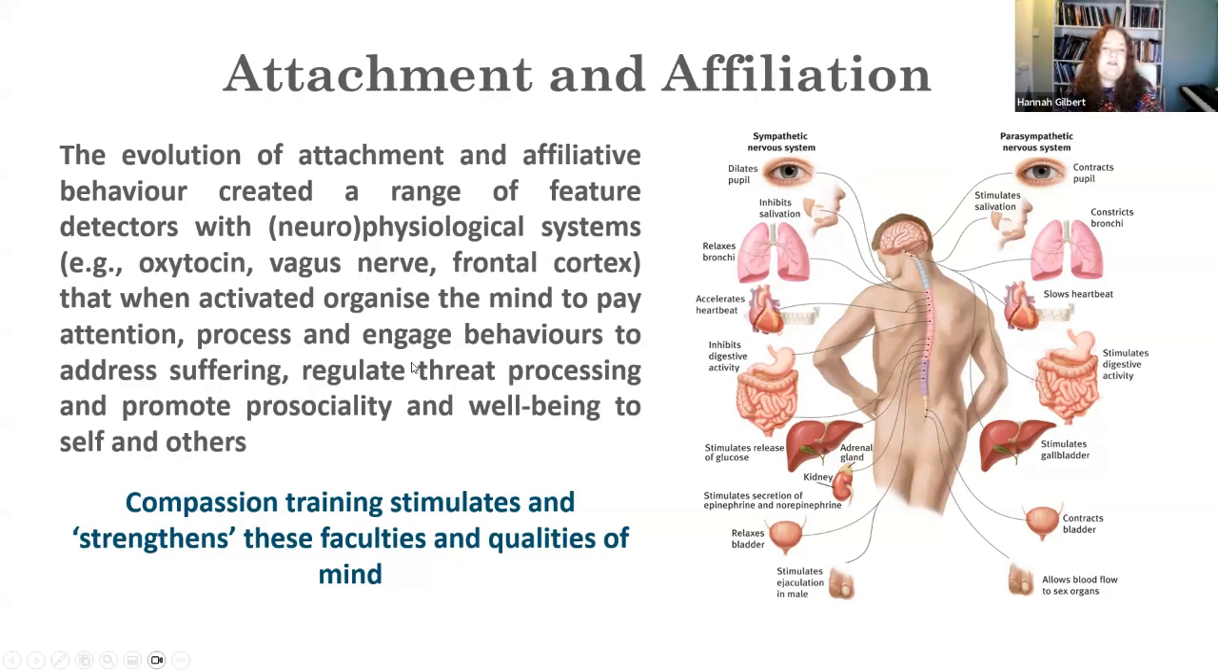But what we know is that when these different systems are activated, they help organize the mind to pay attention, process, and engage behaviors that can address suffering, regulate threat processing, and promote prosociality and well-being to self and others. So what's interesting is that our bodies are very sensitive to the worlds in which we live, but we can work with our bodies to activate, if you like, and focus our attention, and engage in different processes that will help us to address suffering, regulate the threats that we experience in our life, and also become more pro-social. One of the major findings about the vagus nerve is its relationship to how we engage in community and in our relationships.